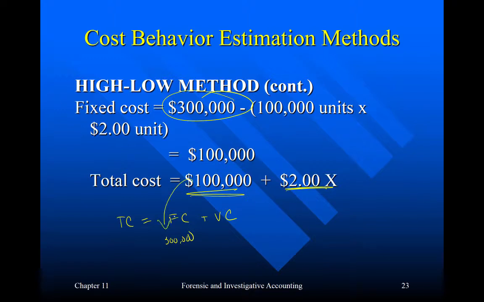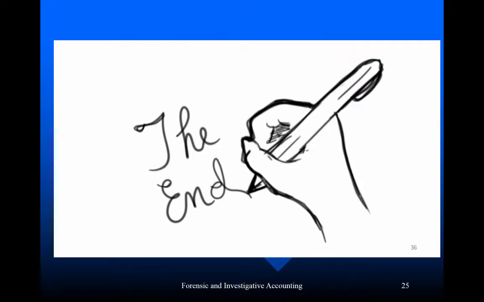This is what equates to your fixed, and then here we have $2 per, and X equals the units. So basically $2 per unit is our variable cost, and we get our total fixed costs. And that is our complete estimation method for high and low.